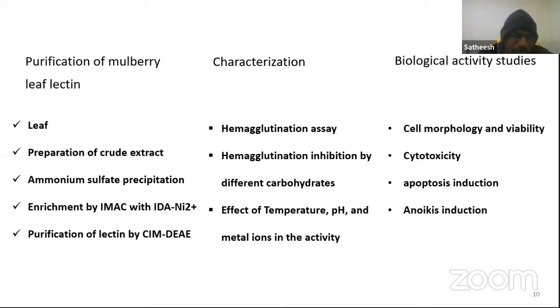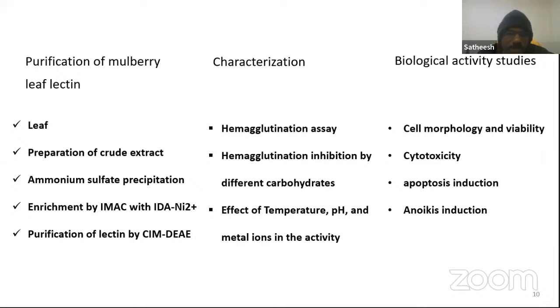So we have taken the leaf, made the crude extract, followed by ammonium sulfate precipitation, enrichment of the lectin by IMAC using IDA nickel, and purification of the lectin by SIMDEA. Once the lectin has been purified, it was characterized by hemagglutination assay.